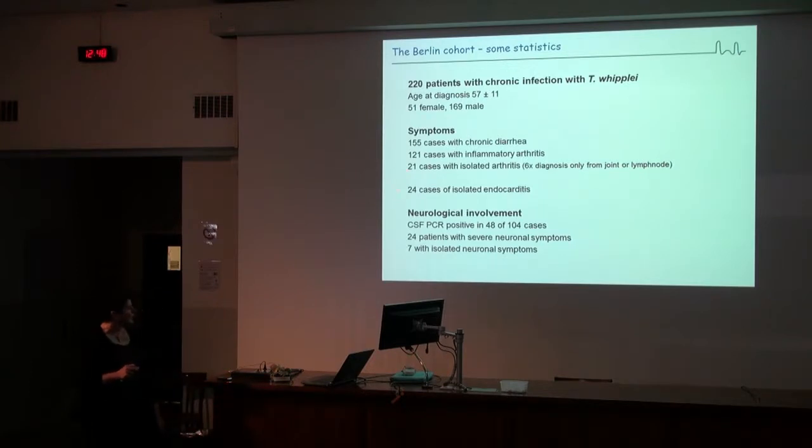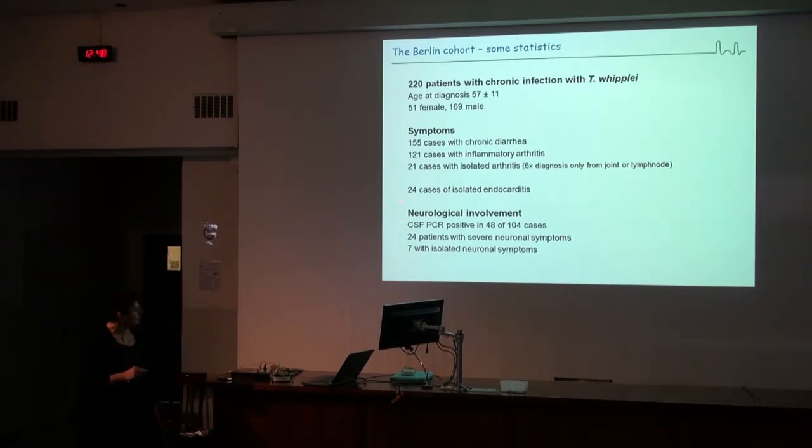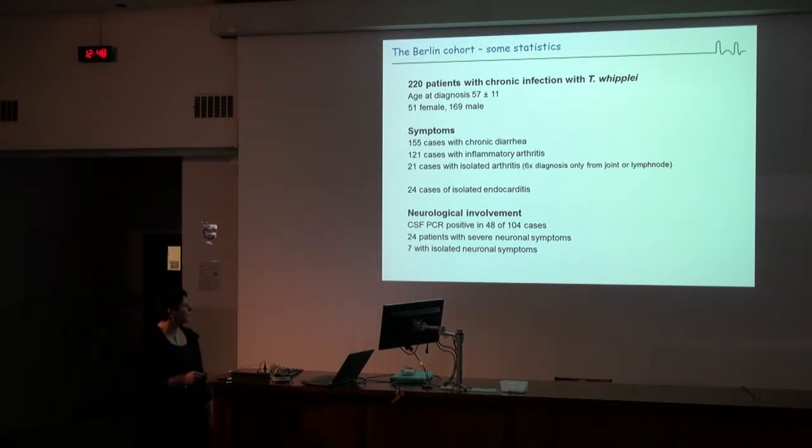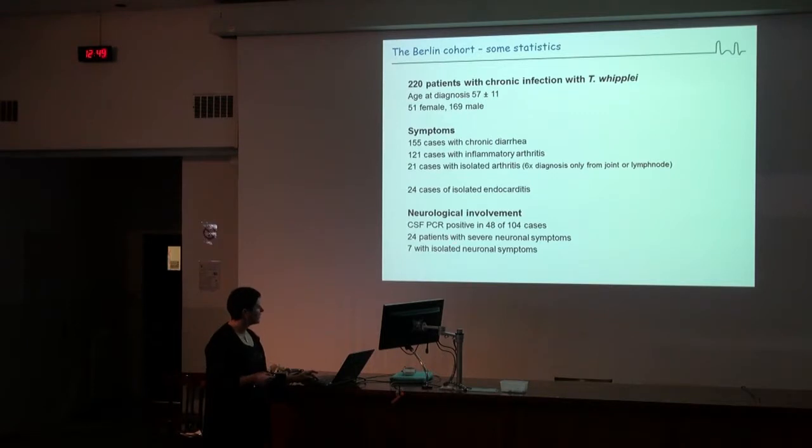Then we have cases where the chronic infection is isolated from the heart valves, in isolated endocarditis. Neurological involvement, which is the most severe manifestation of Whipple's disease, affects 24 patients in the group, around 10%, who have severe neurological symptoms. Seven of them have only neurological symptoms, which means we have no proof of the presence of the pathogen in the intestine, but the cerebrospinal fluid is tested positive for Whipple in almost half of the patients tested. So we have to consider neurological involvement in every patient.